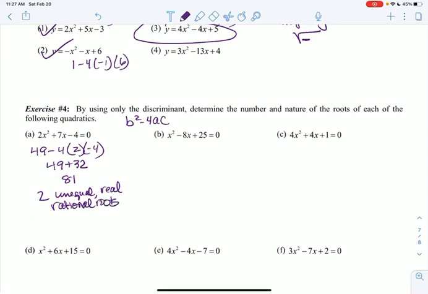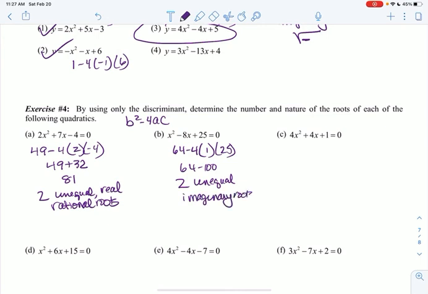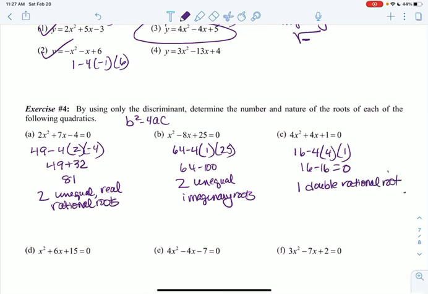All right, if I had something like b squared, negative 8 squared is 64 minus 4, a is 1, c is 25. Well, that's 64 minus 100, so that's two unequal imaginary roots. And let's just do c right here. B squared, 4 squared is 16 minus 4 times a times c. Well, 16 minus 16 is 0. When I have 0, it's one double rational root. Okay, and we're going to practice all of that tomorrow.